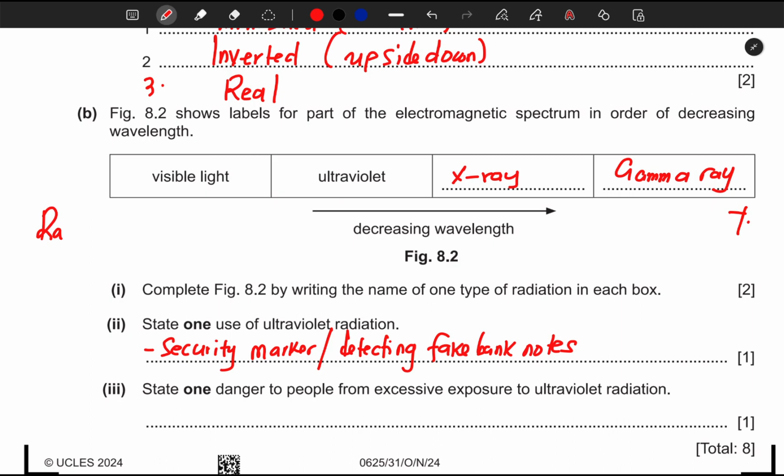State one danger to people from excessive exposure to ultraviolet. If you are exposed to ultraviolet, what danger are you putting yourself in? Well, there's only one. They damage your skin, or they damage the cells, or the eyes. So there's damage. Now, what do they damage? They damage the skin. They also damage the eyes. Or cells.